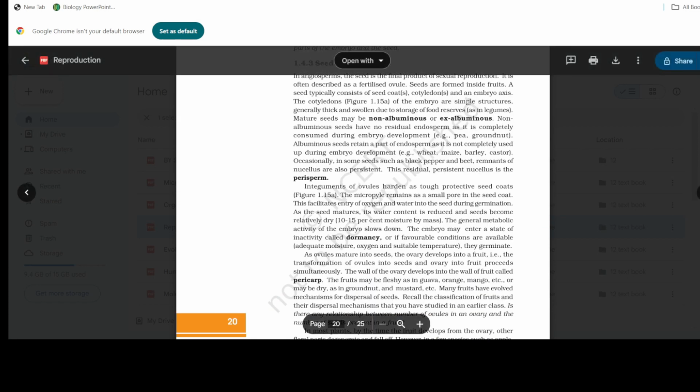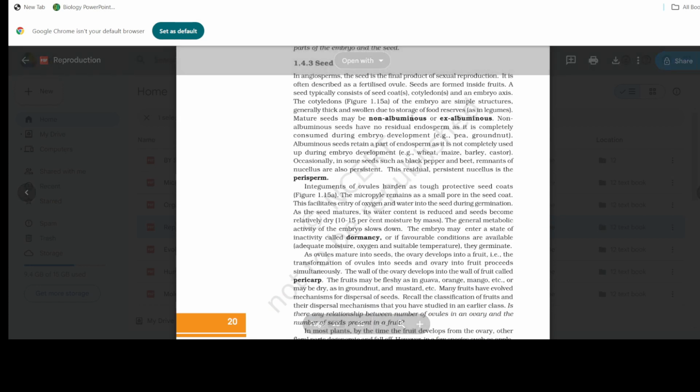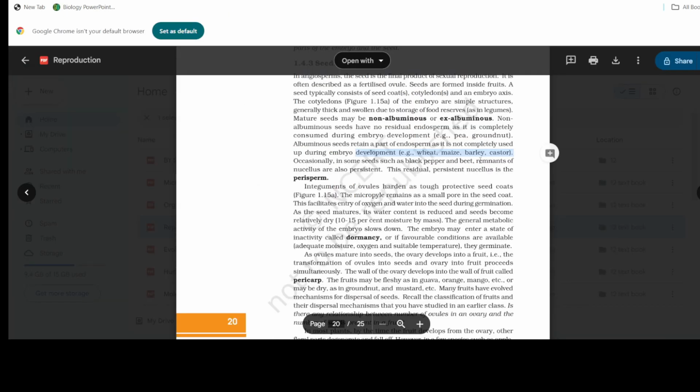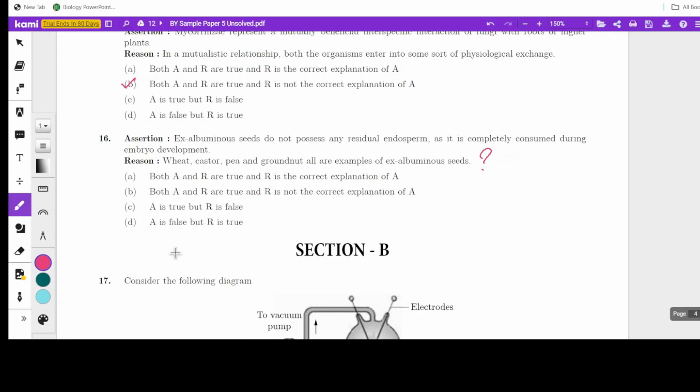Now, the cotyledons of the embryo are simple structures. Mature seeds may be albuminous or non-albuminous. Non-albuminous seeds have no residual endosperm as it is completely consumed. Examples: pea, groundnut. Albuminous seeds retain a part of the endosperm. Examples of albuminous seeds are wheat, maize, barley, castor. Let's see the question. They have given wheat, castor, pea, groundnut as all examples of non-albuminous seeds. Are they examples of non-albuminous seeds? No, they are albuminous seeds. So, A is true, R is false. Simple.